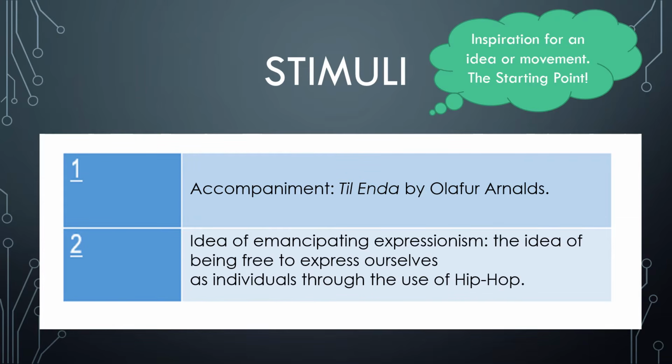The second starting point was the idea of being emancipated. So this idea of being free to express ourselves as individuals through the use of the hip hop style of dance. And of course, we know that that's from the title Emancipation of Expressionism. So those are your two stimuli. So find this page in the work booklet and make sure you filled those in, please.